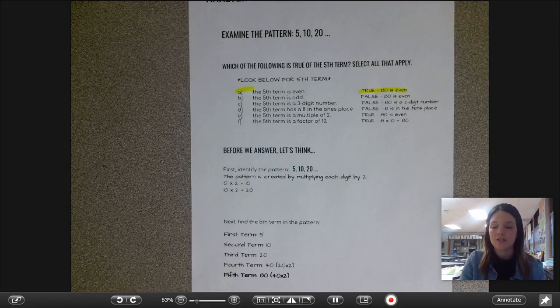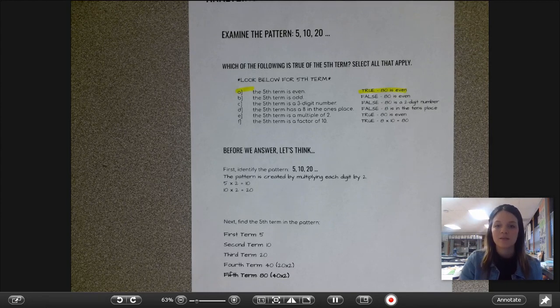Is it a 3-digit number? If we look at the number 80, it has a digit in the tens place and in the ones place. And so that's only a 2-digit number. That one's also false. The fifth term has an 8 in the ones place. Does it have an 8? Yes. Does it lie in the tens place? Yes. So cannot be in the ones place.